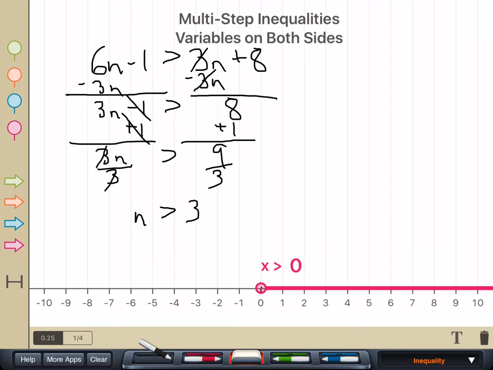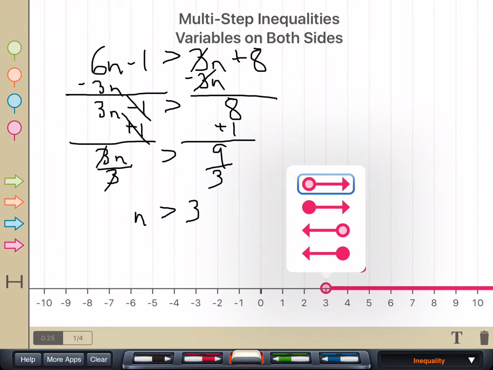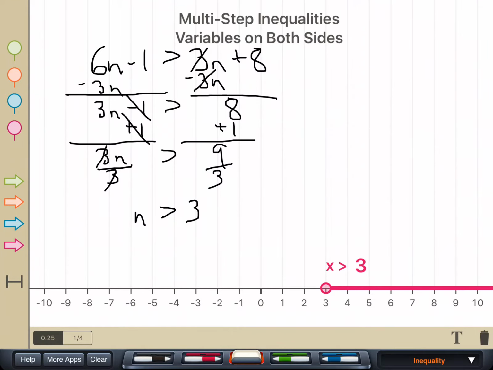So when I graph it, I need to move my inequality sign over here and to the 3, and I see that I have a choice of either making greater than or equal to, less than, or less than or equal to. I know that in this case this is the correct graph because right here I see that n has to be bigger than 3. It cannot be equal to 3.